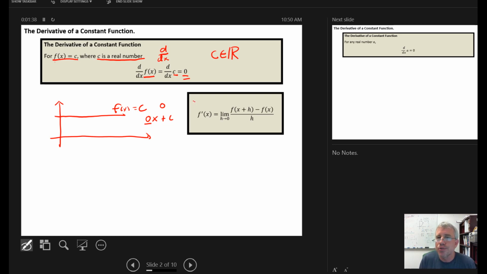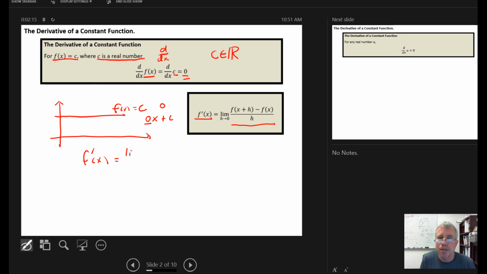But we could also have established that the derivative of a constant function is 0 by using the definition of the derivative. So we came up with the idea of taking the limit as h goes to 0 of the difference quotient as a way for finding the slope of tangent lines to a function f of x. And we define the derivative to be the function that describes the slope of the tangent lines. So we could also look at our constant function c and say, hey, we want to find the derivative of our function f of x equals c.